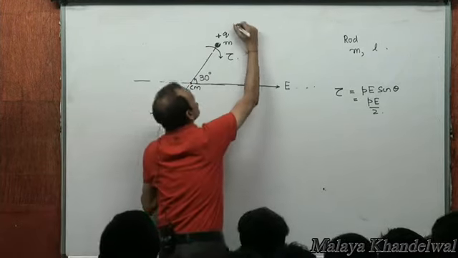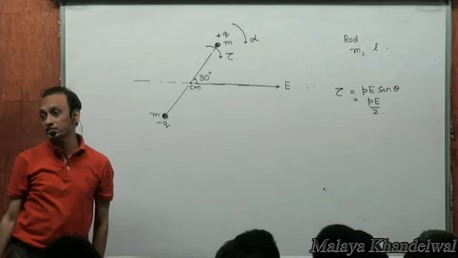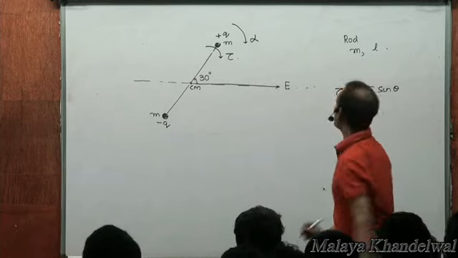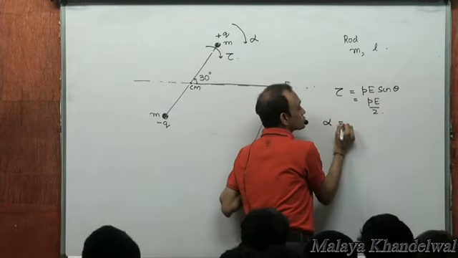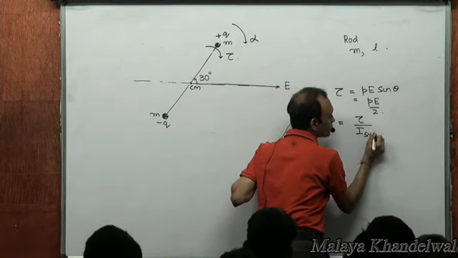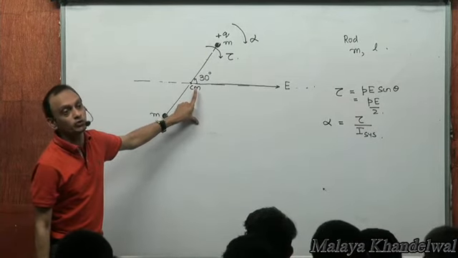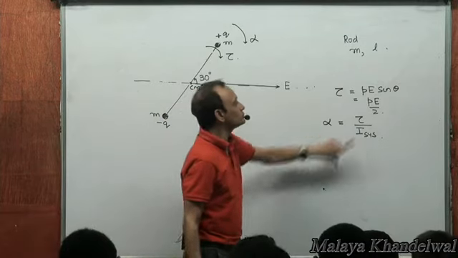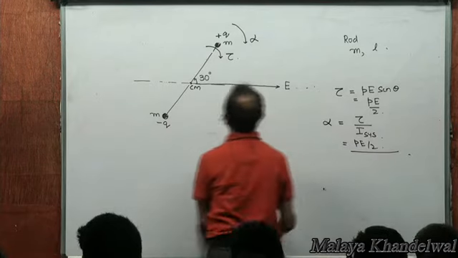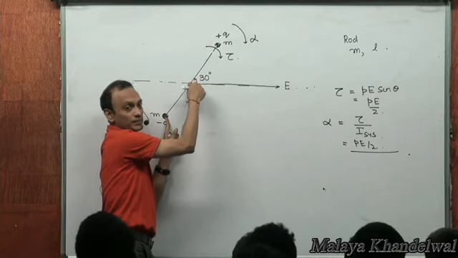This torque will produce an angular acceleration alpha. The angular acceleration alpha produced is going to be torque divided by I of the system, the moment of inertia of the system about the center of mass. I am applying tau equal to I alpha about the center of mass. Torque is PE by 2 divided by I of the system. Now, the rod alone about the center of mass, what's the moment of inertia? 1/12 ml squared.